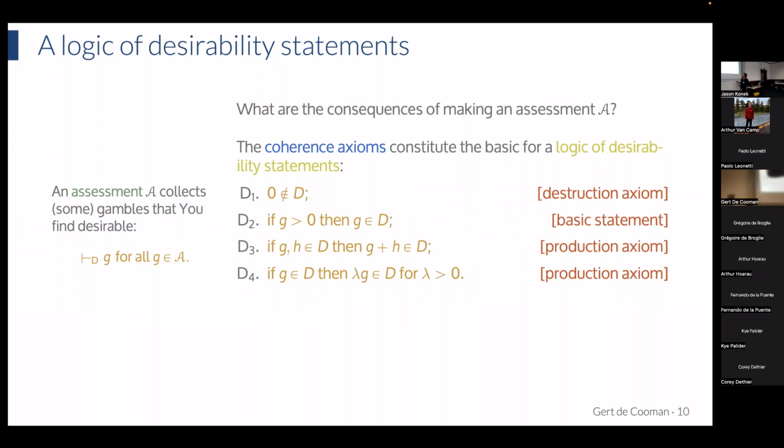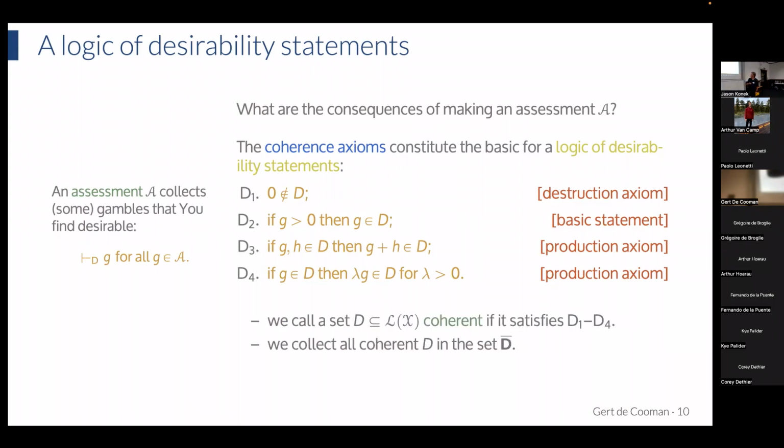And then these two, if I have two desirable gambles, then I can create a new one, their sum. So this is like a production axiom. I can create a new one from old. And the fourth one is a production also, and the first one is, you can call it the destruction axiom. As soon as I get some zero in there, I'm lost. I'm becoming inconsistent because it ought not to be there. So that's a destruction axiom, if you want.